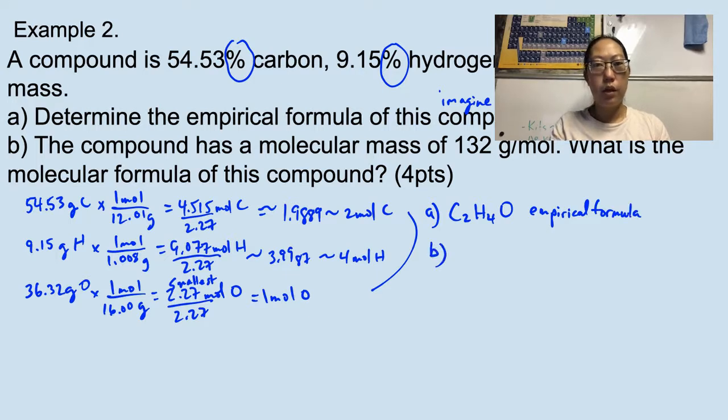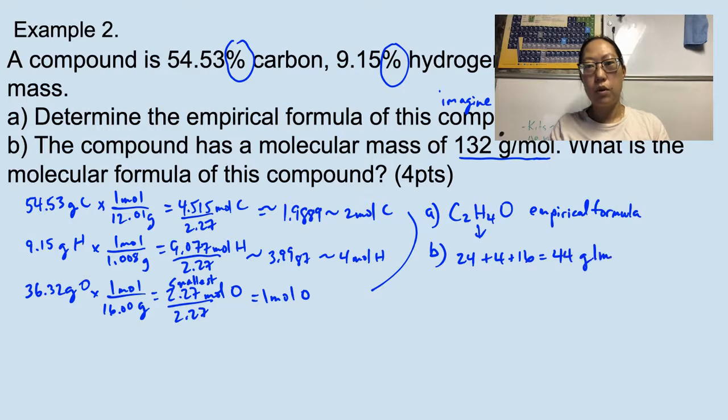Now, for the molecular formula, it tells us that we have a molecular mass of 132. If I add up the masses here, I'm going to do a rough molar mass count. So 2 times 12, we got 24, plus 4 plus 16. That's going to give us about 44 grams per mole. This is clearly not the same molar mass as the molecular formula. So if I take 132 and divide by 44, I get 3. This means that the molecular formula is 3 times the empirical formula.